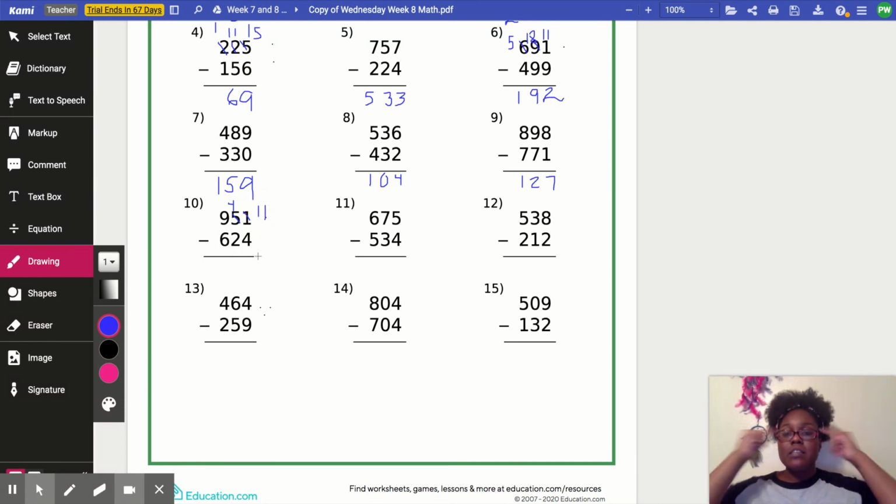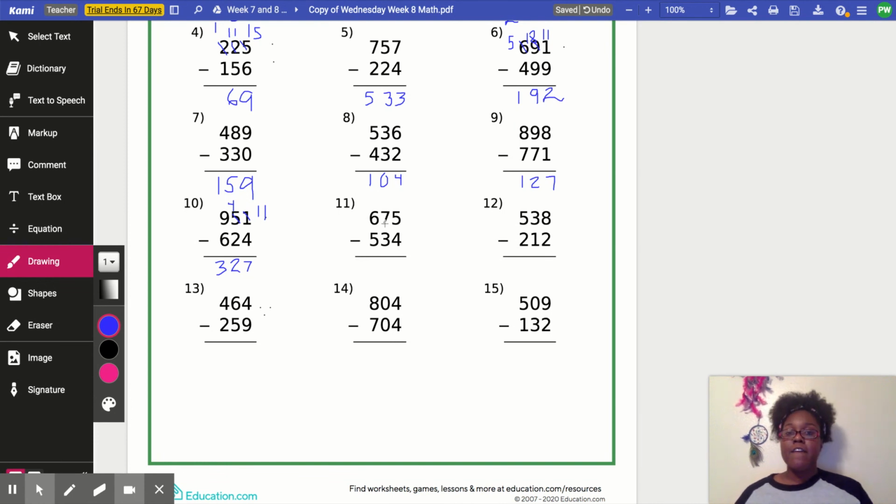Now, I'm thinking to myself, 11 take away 4. I don't really like to count down, so I like to do addition because addition is just easier for me. I know 6 plus 4 is 10, so I know that 7 plus 4 has to give me 11. Then I have 4 take away 2. I know 2 plus 2 is 4, so 4 minus 2 has to be 2. And then 9 take away 6 is 3, so the difference is 327.